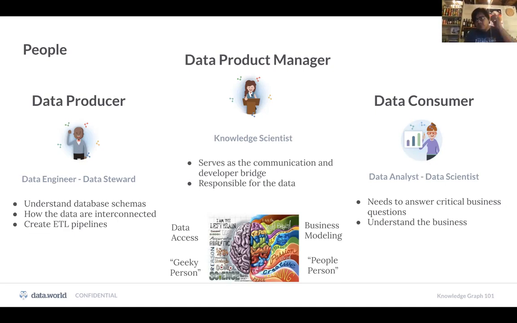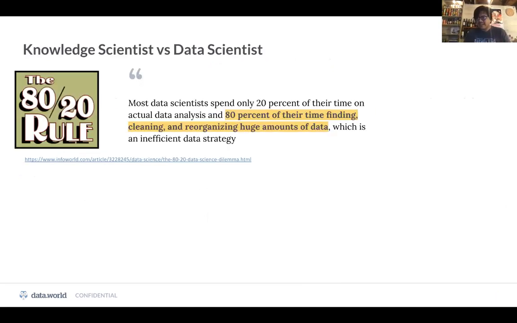So you may be thinking, wait, how does this relate to the data scientist? We always hear this 80-20 rule, right? The data scientist spends 80% of their time cleaning the data and so forth. That 80%, what we call quote unquote data cleaning or data janitorial work, is the fundamental work that a knowledge scientist should be doing. And this is the work that is truly knowledge work.